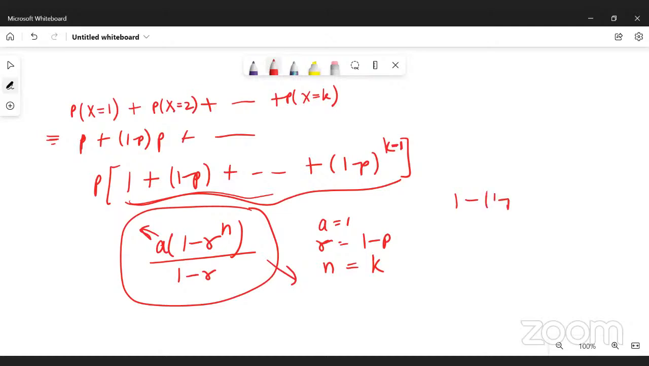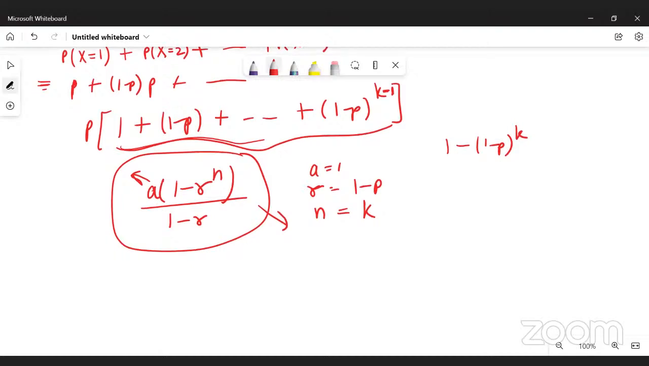So you will get 1 minus (1 minus P) to the power K. So will this automatically equate to 1, madam? That was what I was trying to understand. Sorry? Will this summation lead to 1 or will it be any? It is not 1, right? So you put A to be 1 and 1 minus R to the power N. So R is 1 minus P, and N is K.